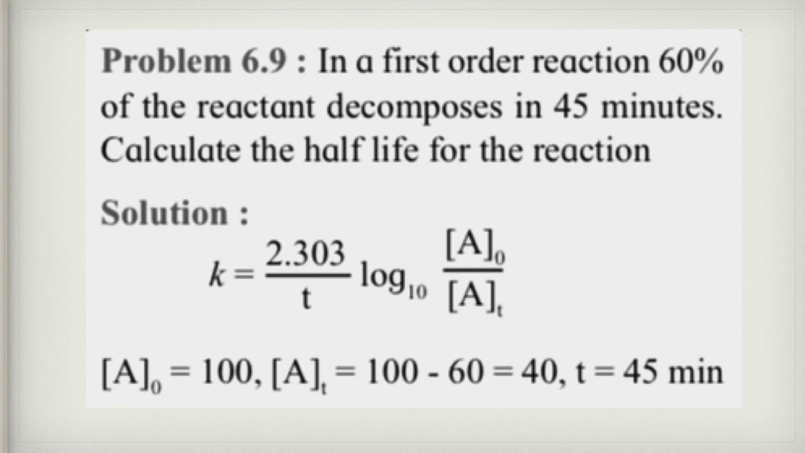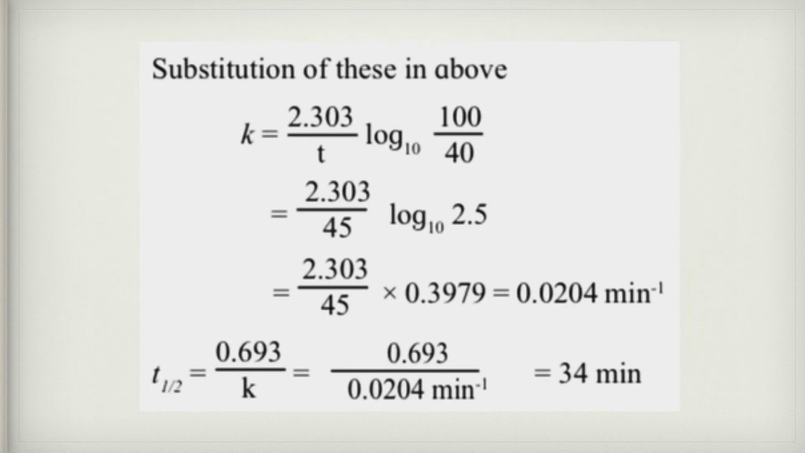Okay, and what else is given? Time is given as 45 minutes. So now we'll substitute these values in the equation. K equal to 2.303 upon T log to the base 10, initial concentration upon final concentration. So I have substituted here 100 upon 40, and the time I have taken in minutes, 45 minutes.